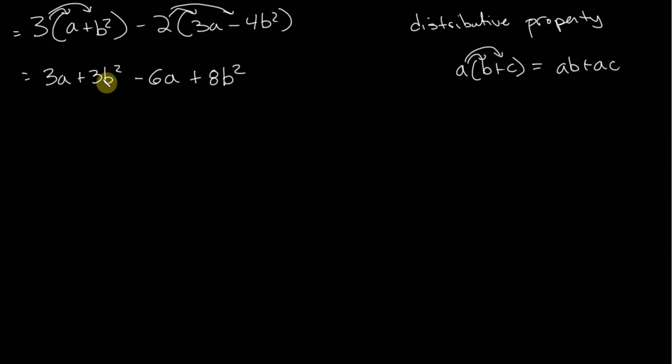Now we can identify our like terms. We've got an a term here, we've got an a term here, it's highlighted in red. We've got a b squared term here, and we've got a b squared term here.